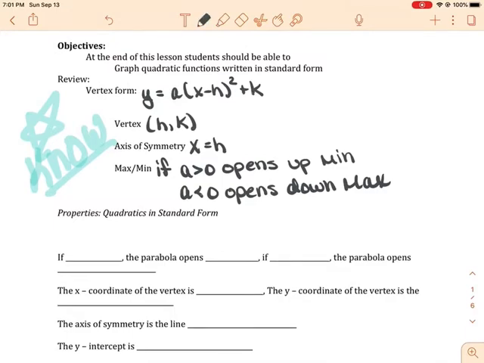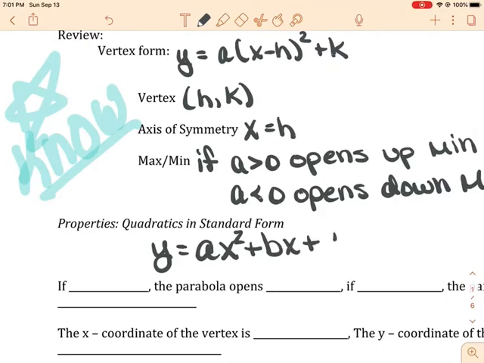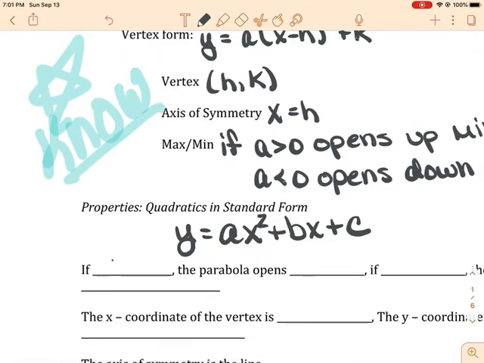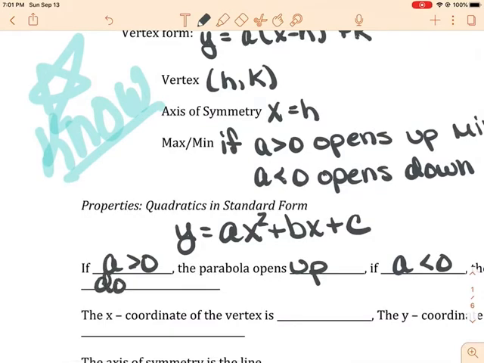All right, so let's look at our properties in standard form. So here's our standard form. Y equals ax squared plus bx plus c. Okay, so these are the two forms. So we're going to start with our a, again, a being greater than 0, the parabola opens up. So that's familiar. And if a is less than 0, the parabola opens down. Okay, so remember down is a max and up is a min. So we'll make that note.